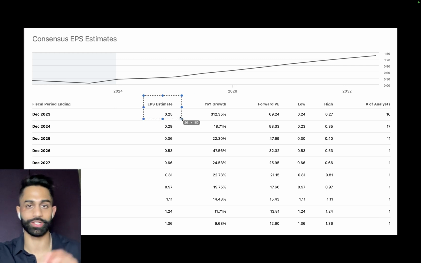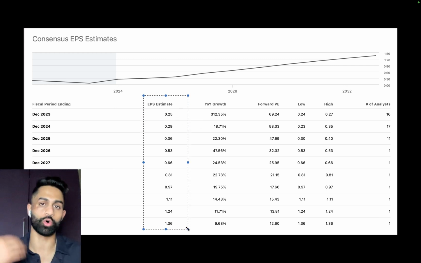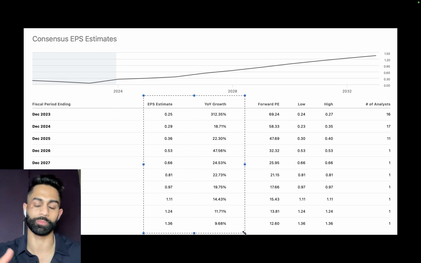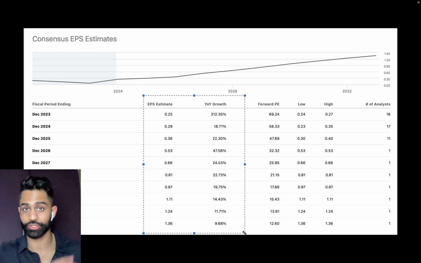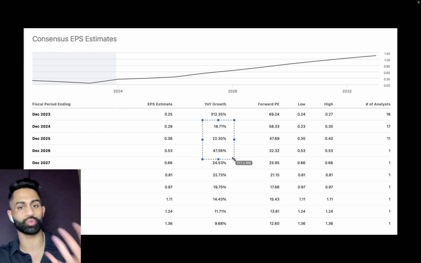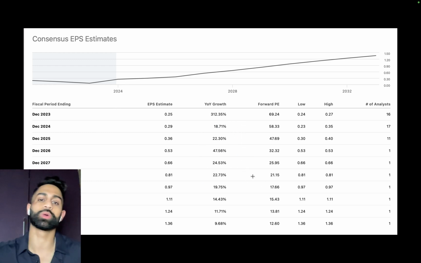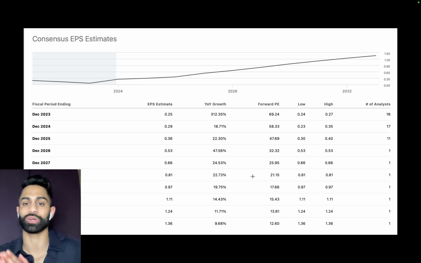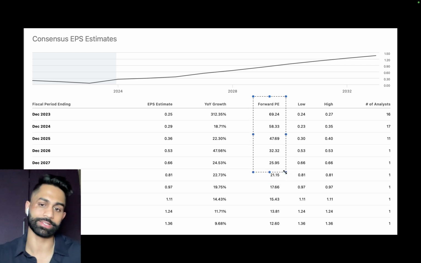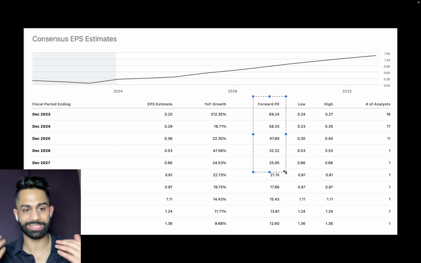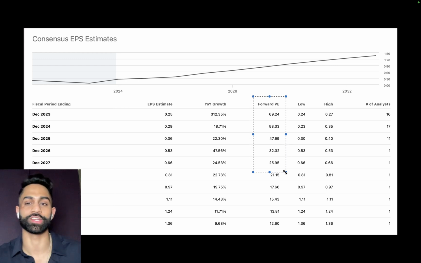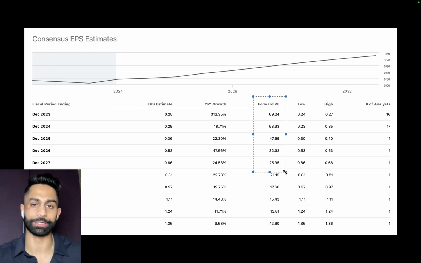EPS, 25 cents per share is expected for this year, expected to grow all the way up to $1.36 over the next 10 years out. And we're expecting growth of about 312% this year because they're turning the corner, but then 18%, 22%, 47%, 24%, 22%. So that's really where we are with Palantir's forecasted earnings. And you'll notice that the forward price earnings multiple doesn't really normalize or get down to some reasonable level until the year 2027, right? That's when we get down to a 25, 26 times earnings multiple for Palantir.